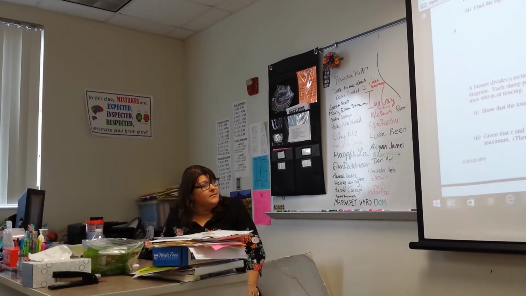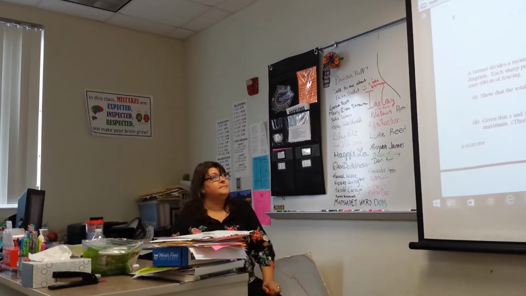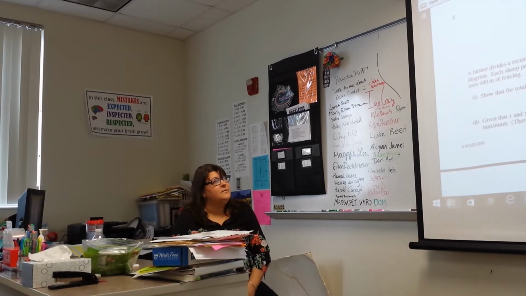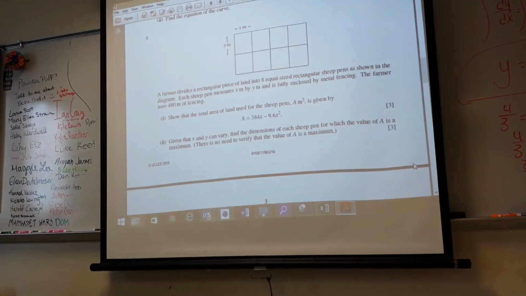All right, number 5. A farmer divides a rectangular piece of land into 8 equal-sized rectangular sheep pens, as shown in the diagram. Each sheep pen measures x by y and is fully enclosed by metal fencing. The farmer uses 480 meters of fencing. Show that the total area of the land used for the sheep pens is given by.